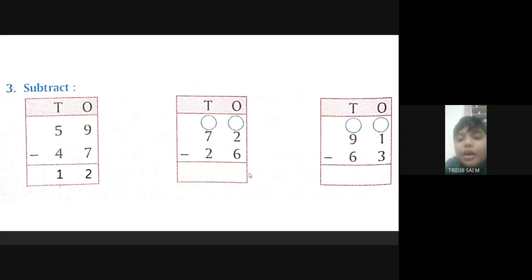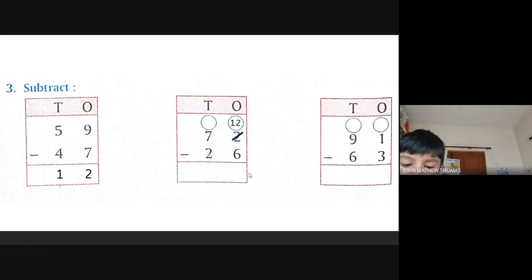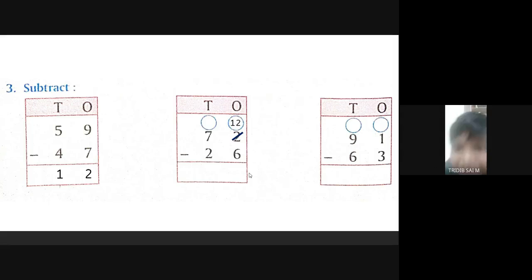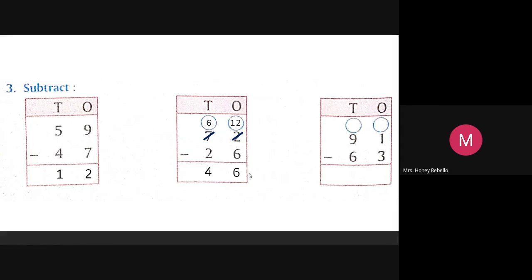2 is smaller than 6, so we'll borrow from the 10's place. 2 will become 12 and 7 will become 6. 12 minus 6 is equal to 6. 6 minus 2 is equal to 4. Finally, you have to have it like this in your textbook. In the circle, you have to put 12 and 6. Thank you, Tridip. Next one.